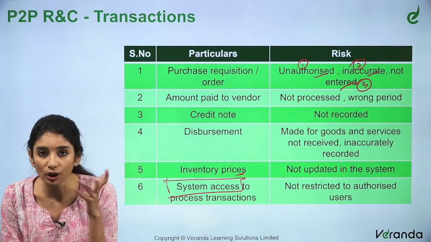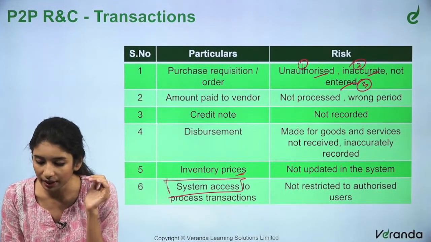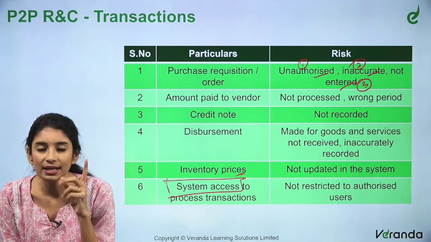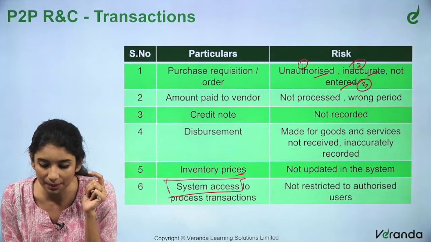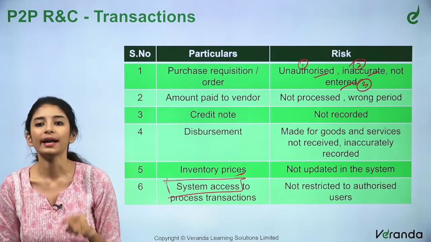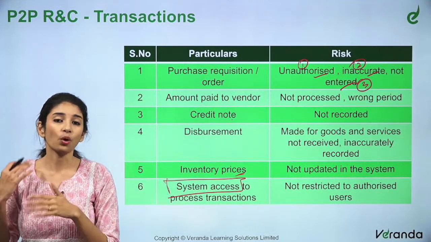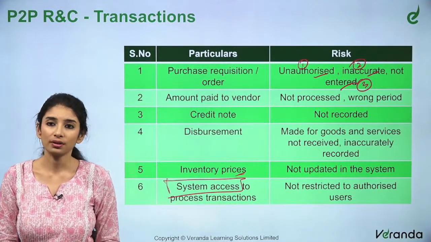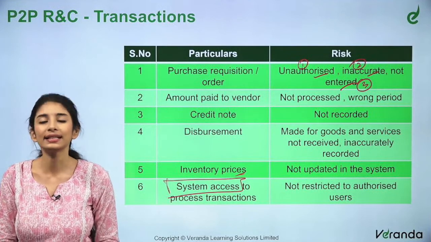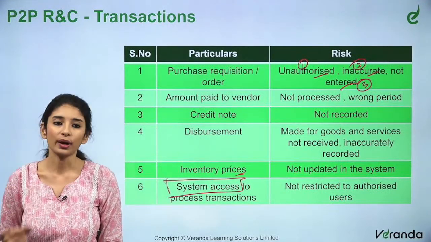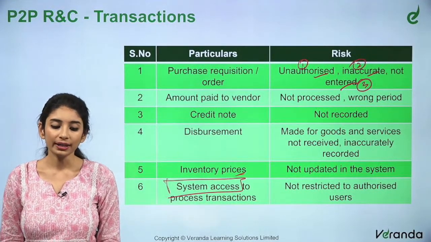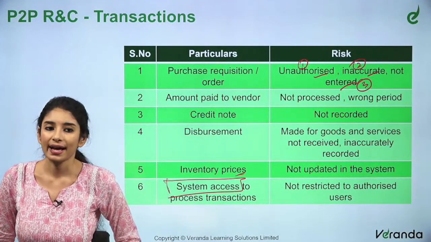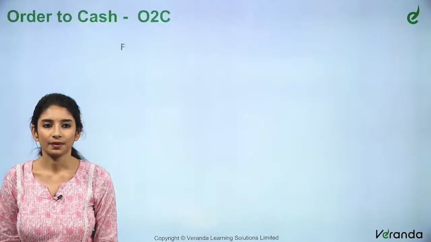Third is purchase order not even entered into the system. Manual purchase order given, not entered into the system. So, unauthorized, inaccurate, not entered. So, I finished 3 points here. Right? Likewise, for every transaction, what could be the risks that are linked? So, like that, you will have about 10 to 12 points that you can easily write by applying logic. So, P2P risks and controls with respect to transactions.